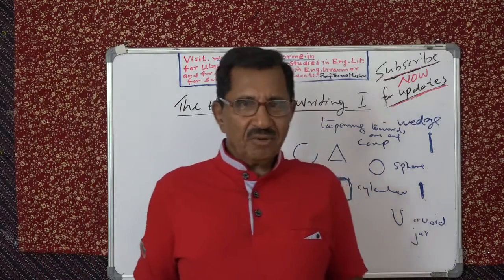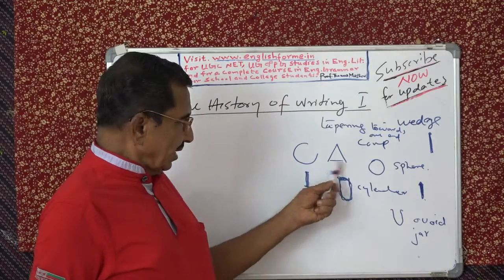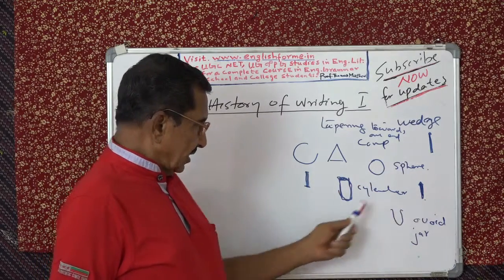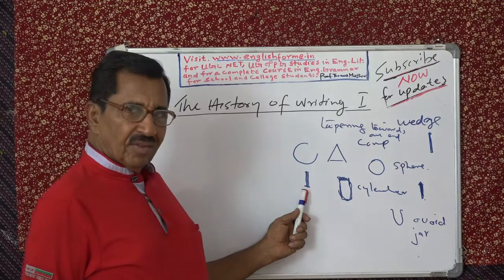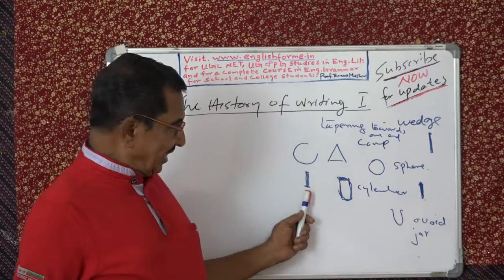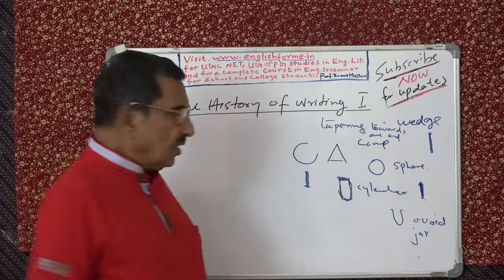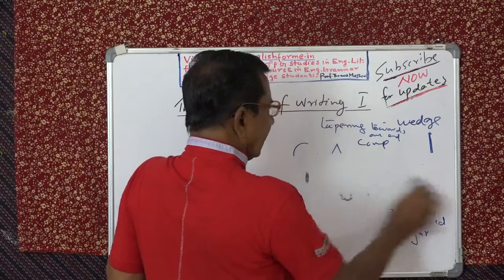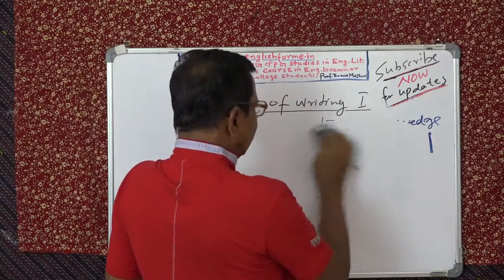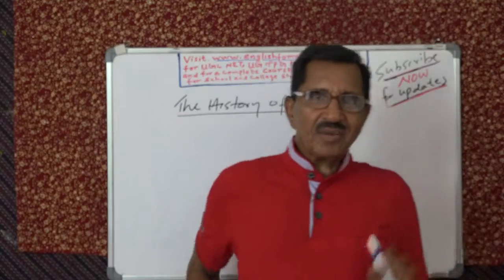This is the basis of writing. Today also you are using this. See, English A, English O, sphere, cone, sphere, wedge, L, cylinder, cylindric shape. Not exactly, but I am. And then U is ovoid or jar. So this is how our great grandfathers and grandmothers started writing. And the same thing is even now.